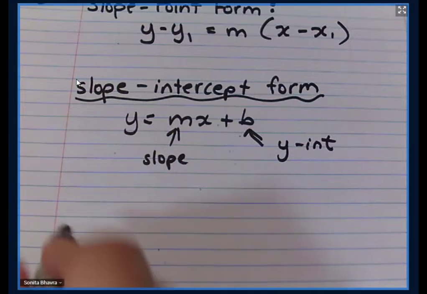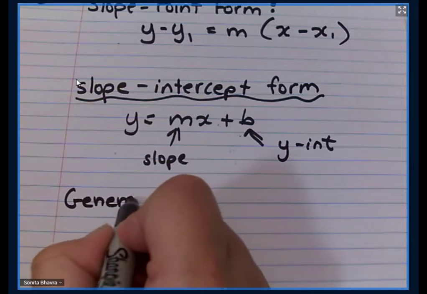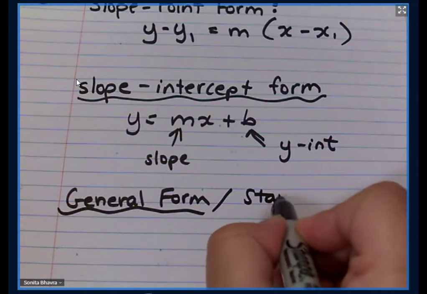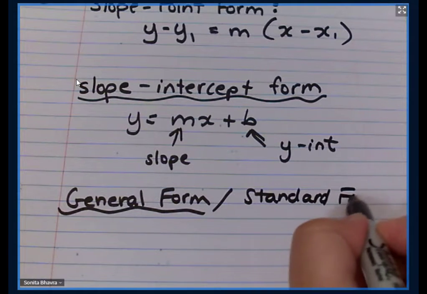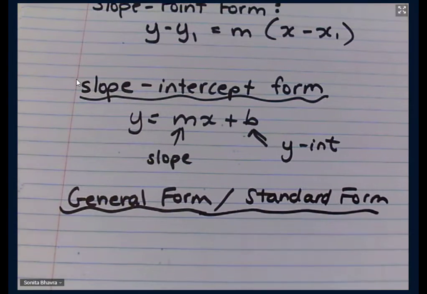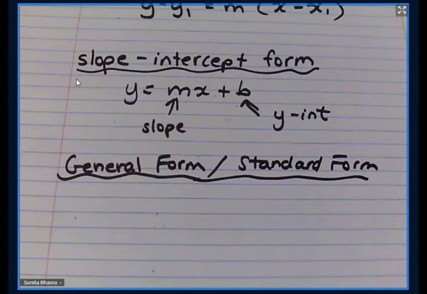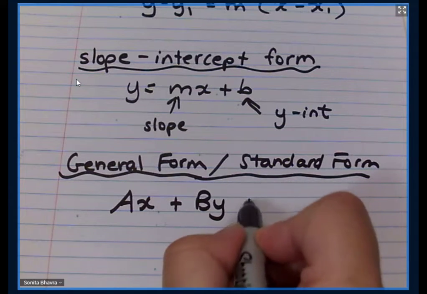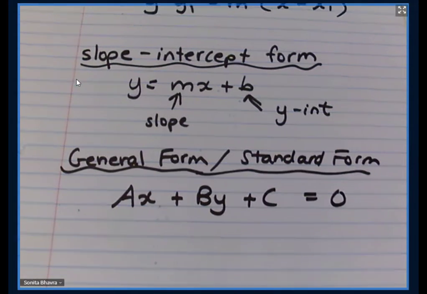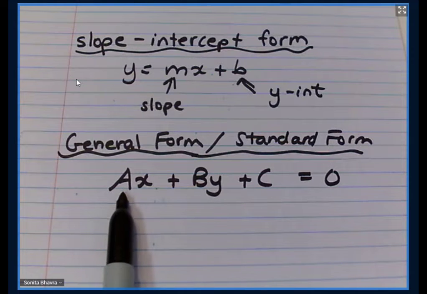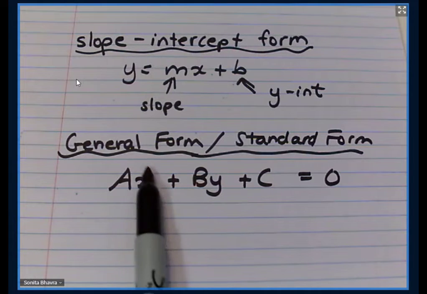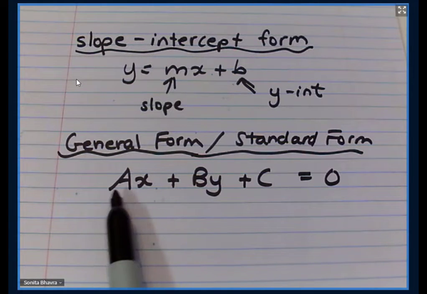Then we talked about the general form, which was also called standard form. This was the form where everything was moved to one side of the equation and the equation was equal to 0. So ax plus by plus c equals 0. We have to make sure a, b, and c are integers, so no fractions, and as well, we make sure that a is kept positive.